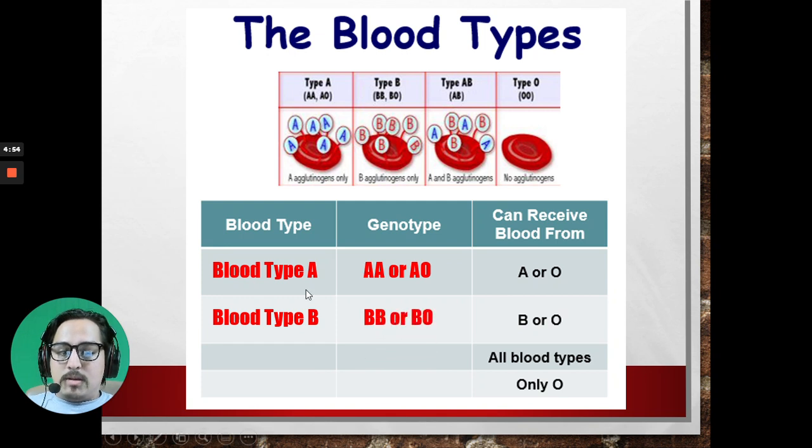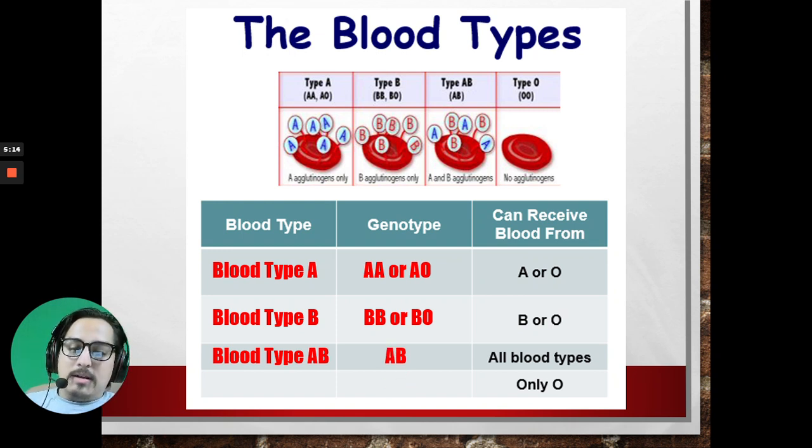There you go. Homozygous B or heterozygous B. And then the third example is going to be type AB. So the only way to get type AB is if you combine literally an A and a B. So AB gives you type AB.